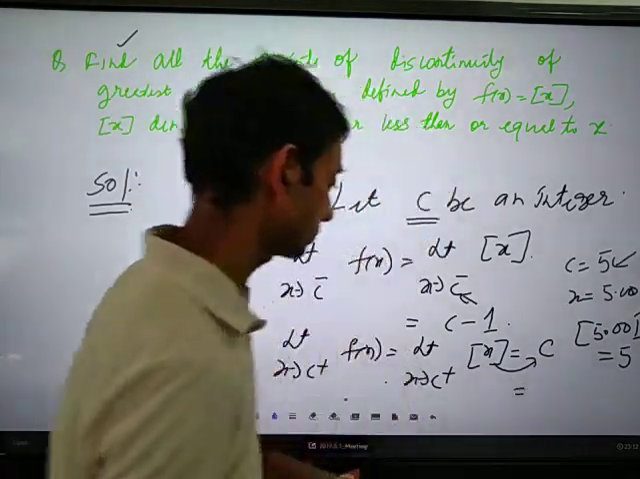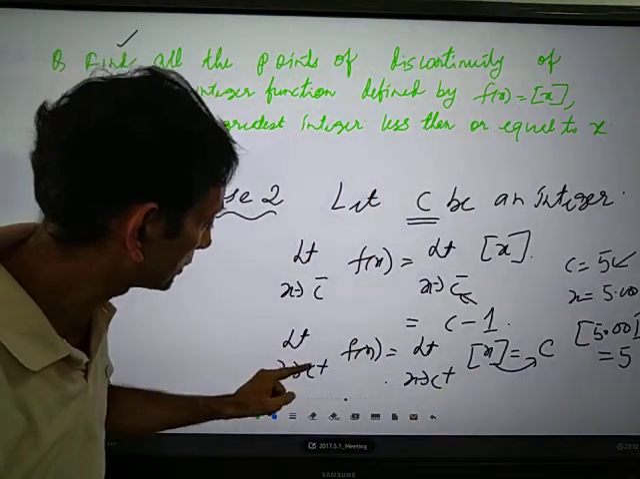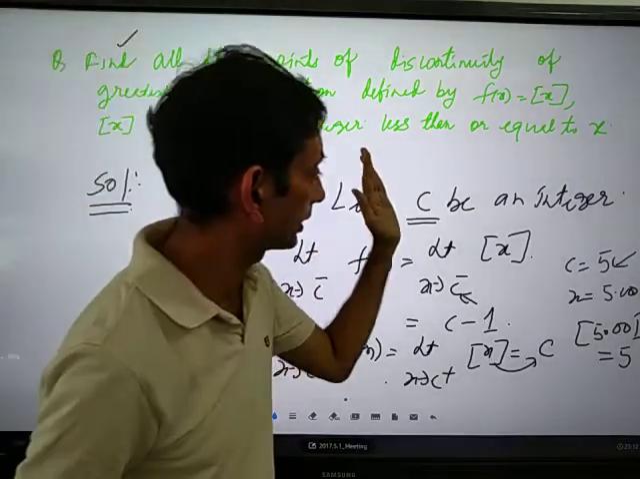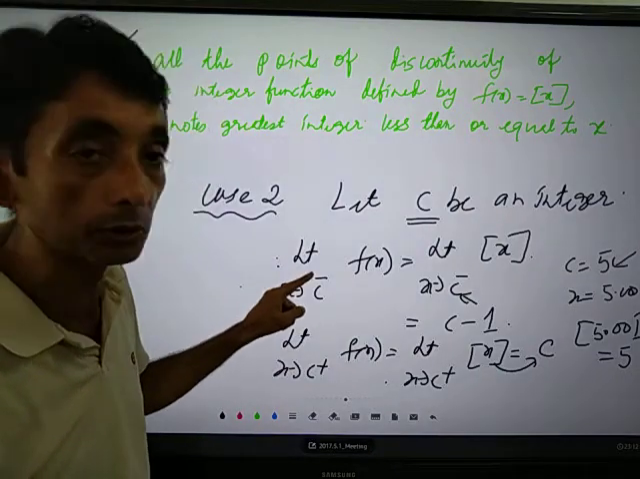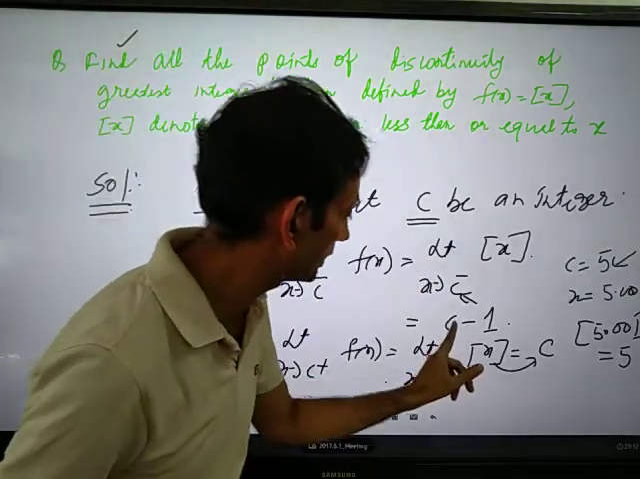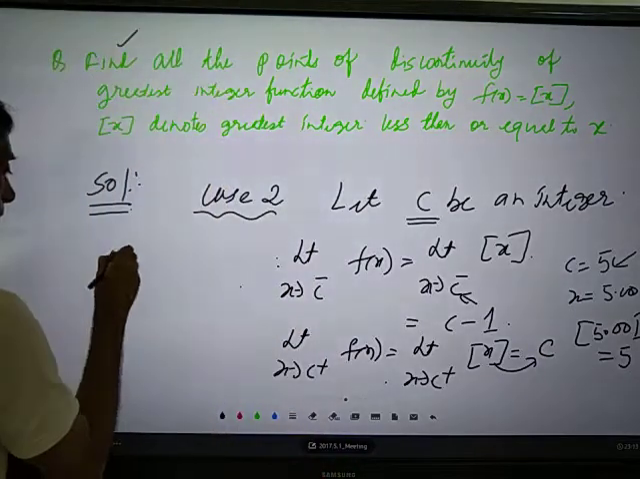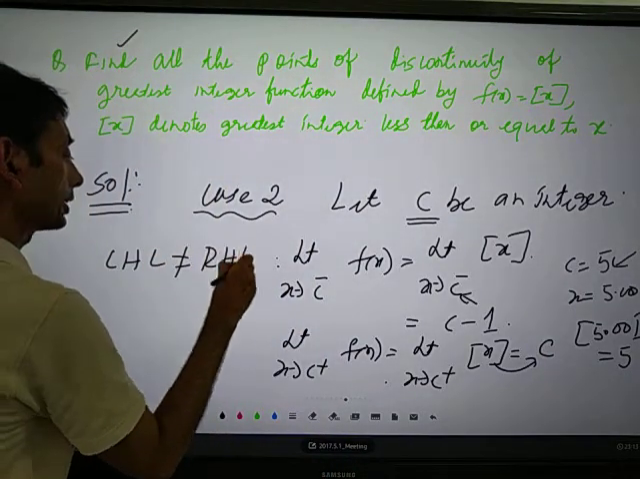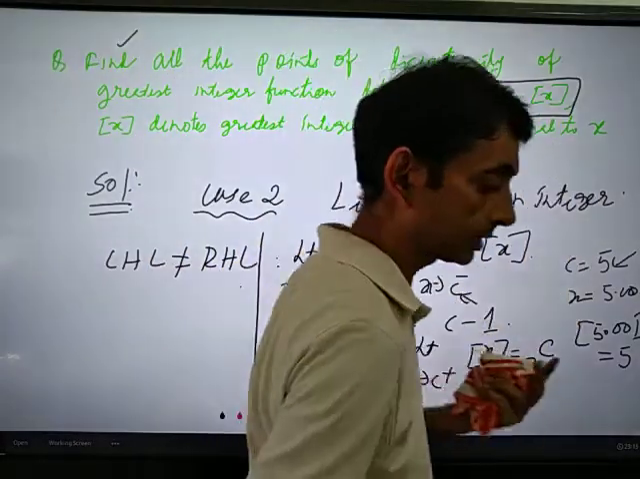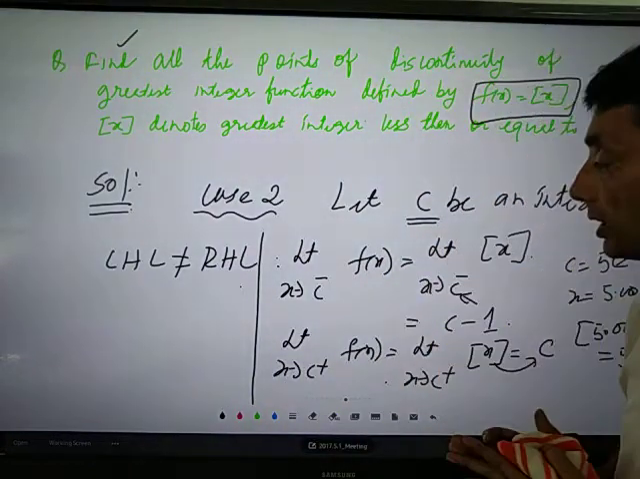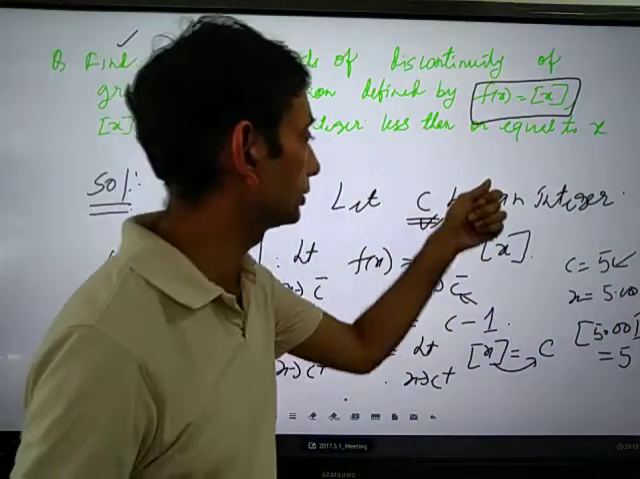So what you have seen here is that while considering c as an integer, the left-hand limit is equal to c minus 1 and the right-hand limit is equal to c. Since the left-hand limit and right-hand limit are unequal, this function, f(x) equal to box x, or the greatest integer function of x, is not continuous for integral values. That means the point of discontinuity will be when c is an integer.